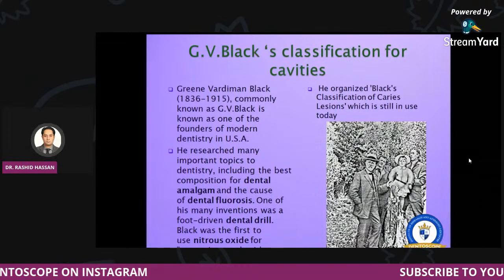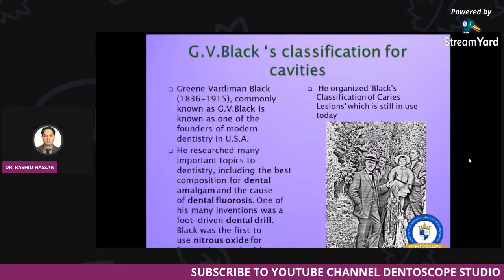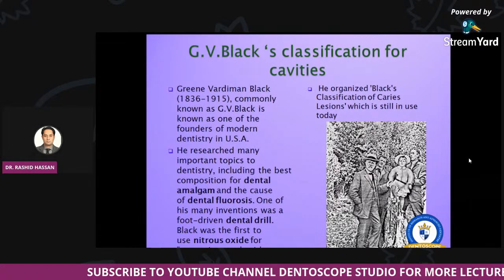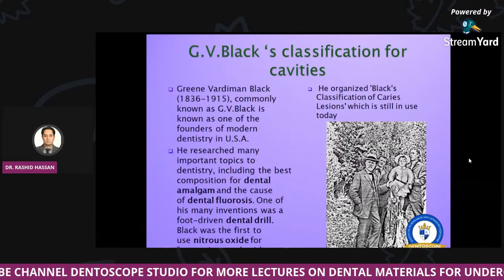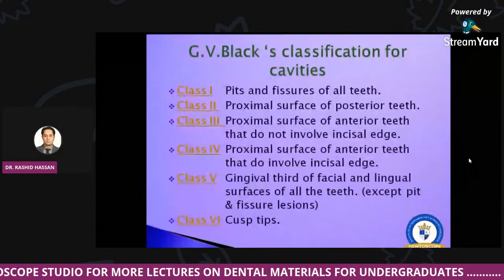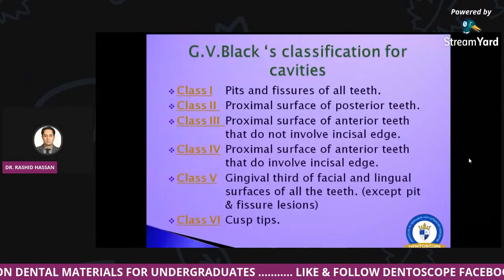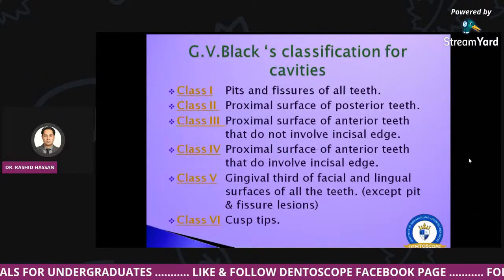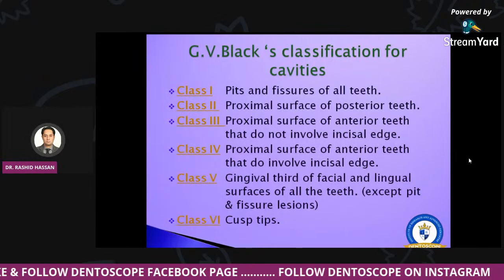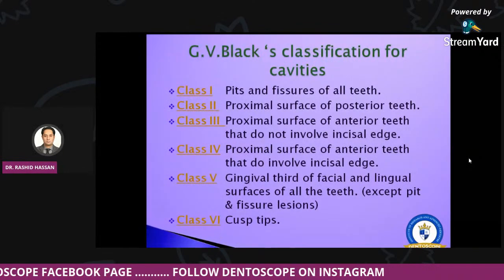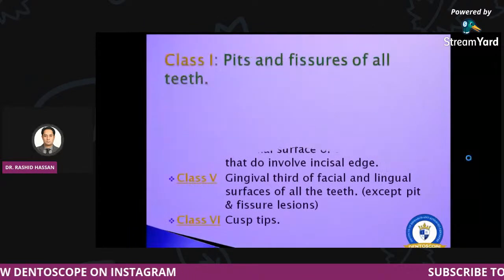But today we are going to talk about GV Black's classification, and I will go through it one by one. Then let's have a look. Class 1, class 2, class 3, class 4, class 5. These are the GV Black classification for cavities, and then class 6 was the modification. Class 1 occurs in pits and fissures of all the teeth. Let's see them one by one.